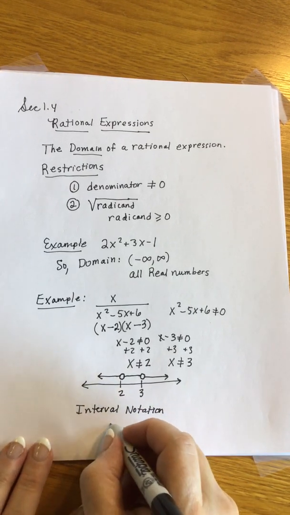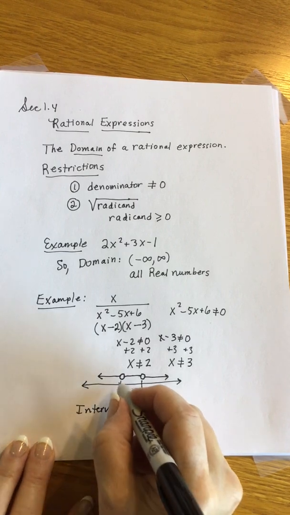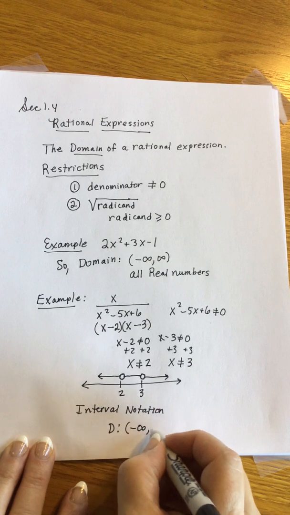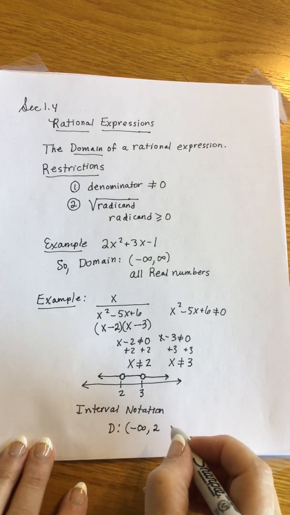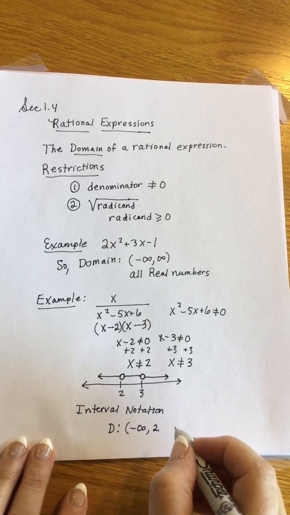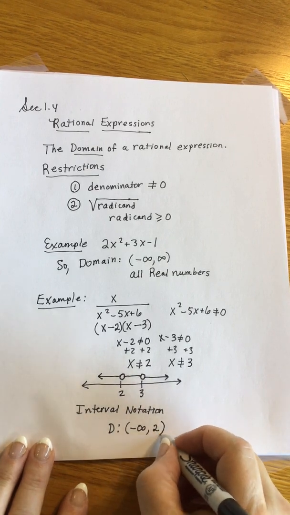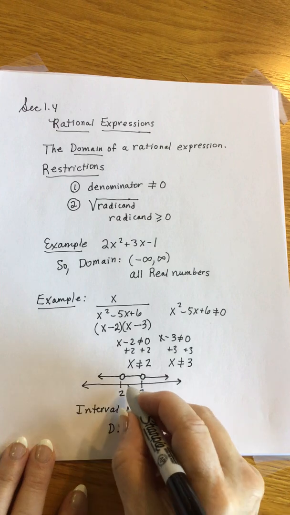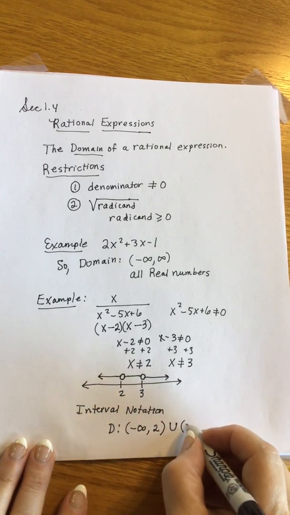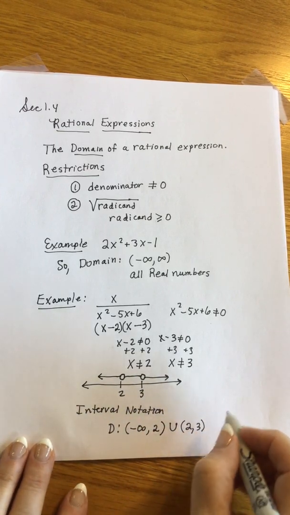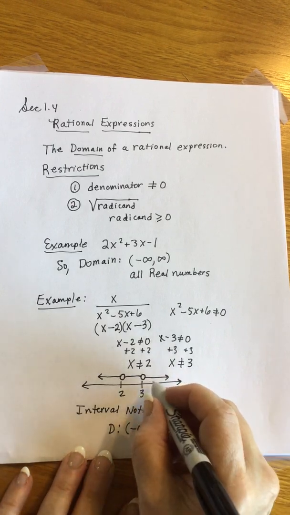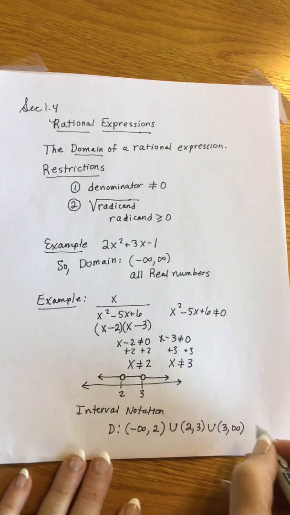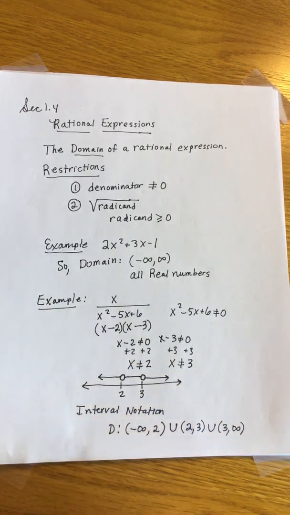So we're looking for the domain to be, starting here, going to the left forever would be negative infinity to 2. But now at 2 we don't include 2. So how do we do that in interval notation? We use a parentheses instead of a bracket. Union with between 2 and 3. So again we've got parentheses 2 to 3 parentheses. Then we've got this right hand side would be union parentheses 3 to infinity. And that would be our domain.